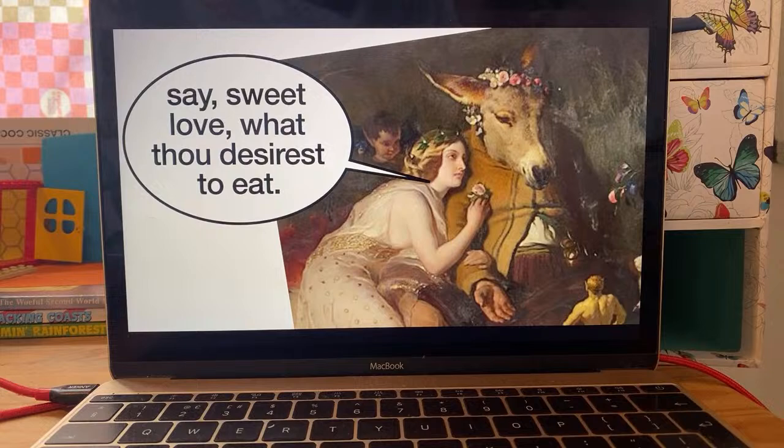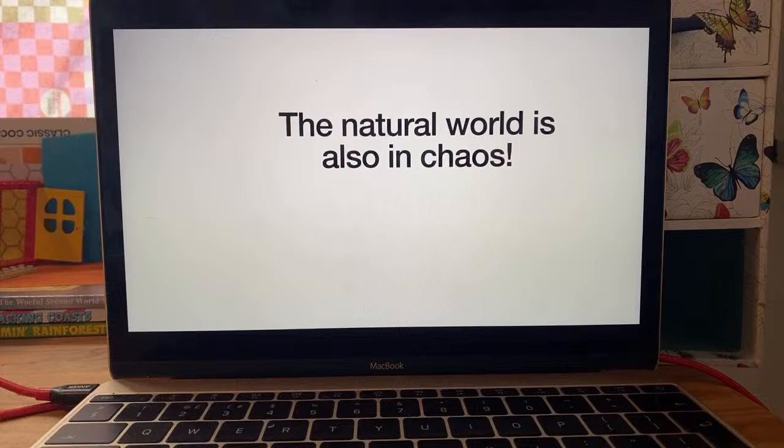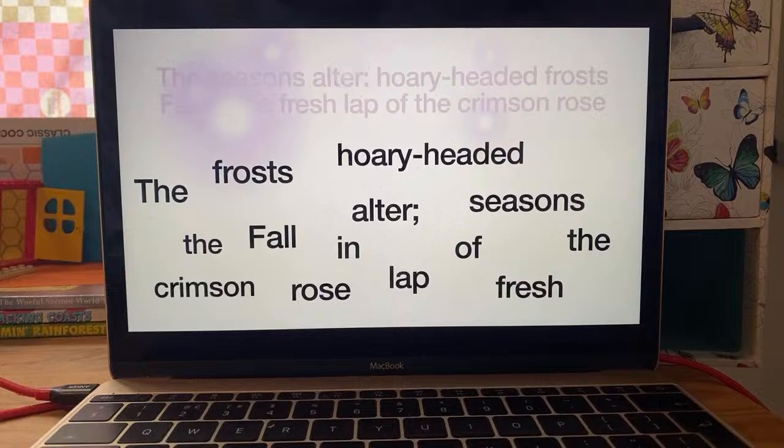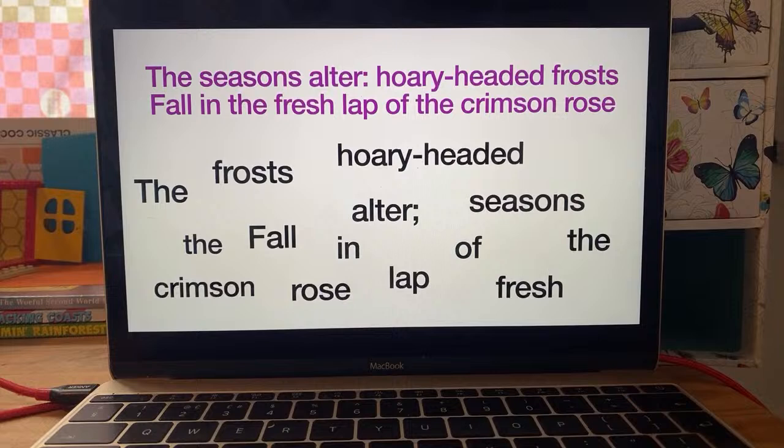It's amusing. So this leads us nicely onto the fact that the natural world is also in complete chaos. If you had a go at this little activity at the beginning, I said that Shakespeare uses all these words to make a couple of lines to show that the natural world is in chaos. And the words that he put together, in the order that he used, are: "the seasons alter, hoary-headed frosts fall in the fresh lap of the crimson rose." Isn't that great? Hoary-headed frosts fall in the fresh lap of the crimson rose.